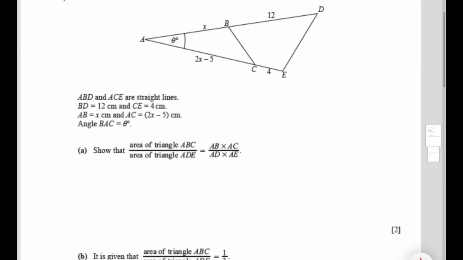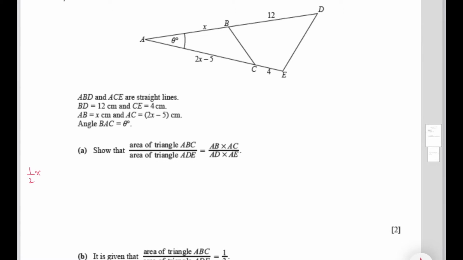Part A says show that the areas of triangle ABC over triangle ADE are equal to the length of AB times AC over the length of AD times AE. So in this question, we might need to use trigonometry to find the areas in terms of x and theta. So let's do that. Let's find the area of ABC first.